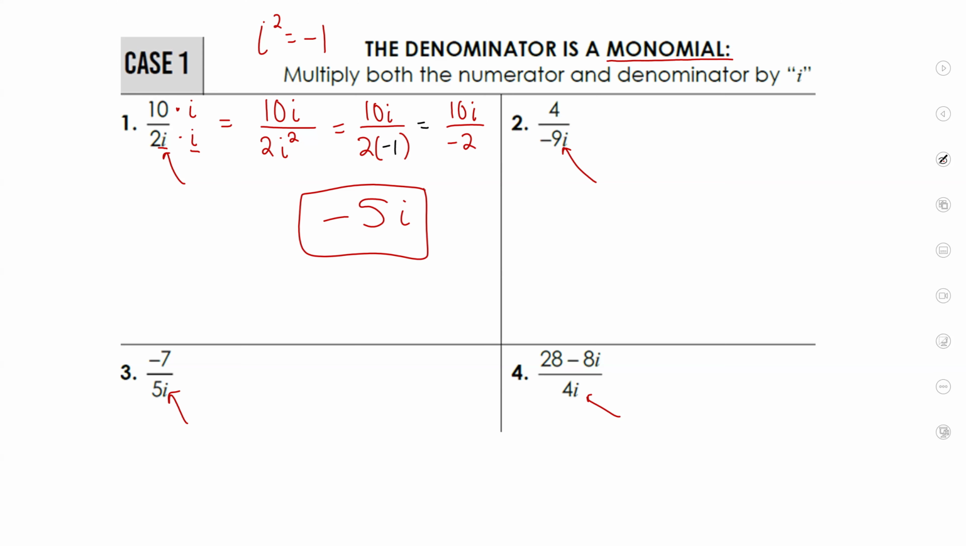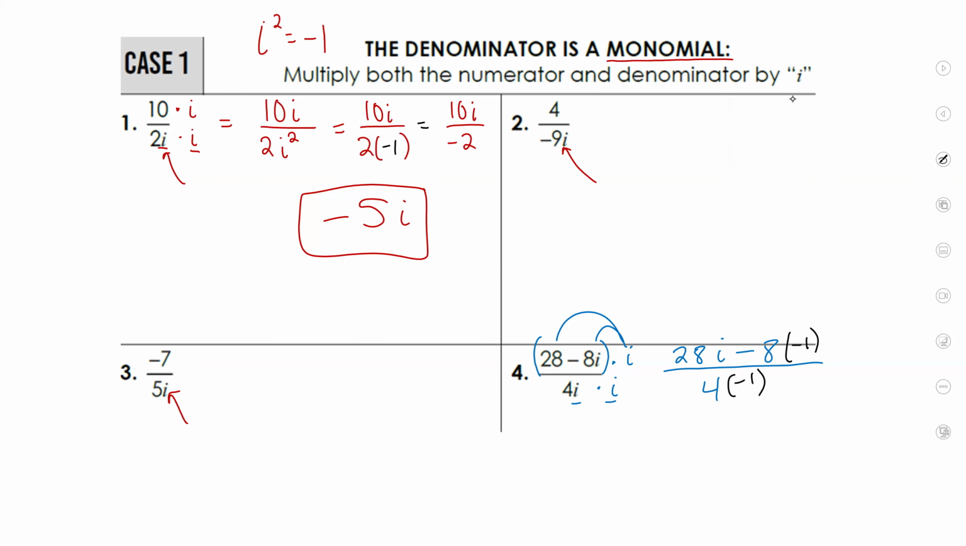I'm going to try number 4 with you guys. I'm going to multiply the numerator by i and the denominator by i. Doing this will get rid of i in the denominator. We don't want i's on the bottom, okay? So this is 28i minus 8i squared. Your denominator, you have two i's, so that will become 4i squared. Now remember, whenever you see an i squared, what do we replace it with? -1. So I'm going to replace those with -1.